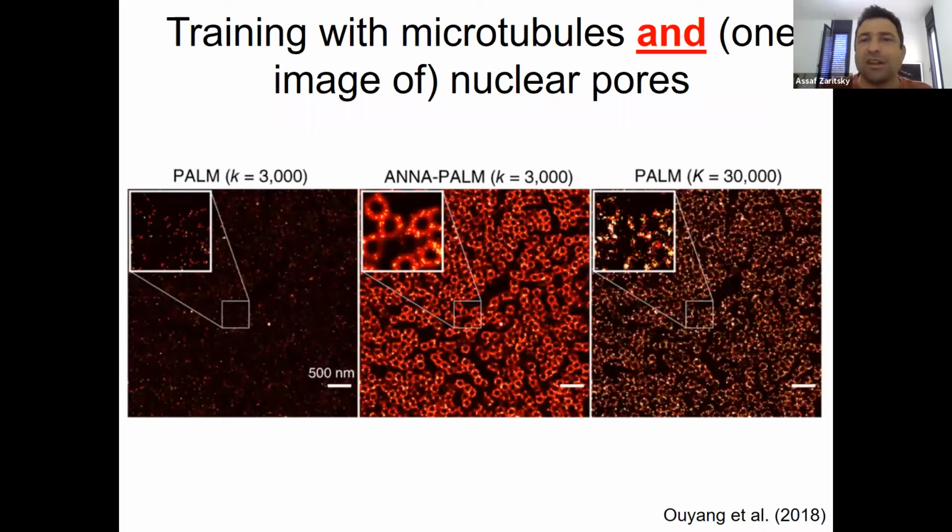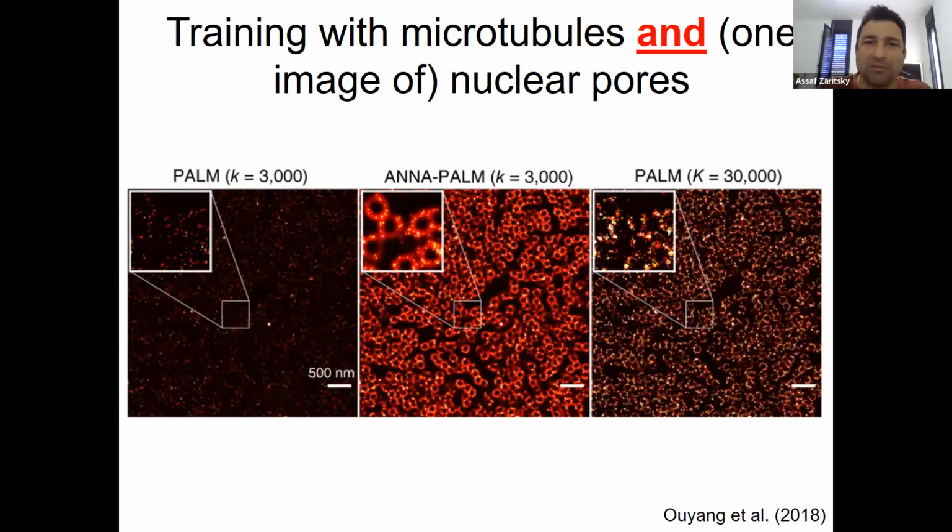And now they showed that they can take very little data of another structure, which is not microtubules. They took one image of nuclear pores, which is the small yellow dots that you see here. These are the molecules in the nuclear pores. And they showed that they can take the same network and use one image in order to now predict a localization of another molecule. So you can image multiple things.